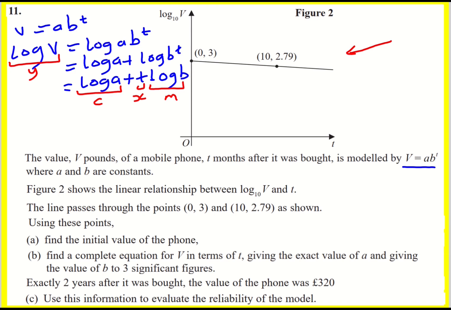So we can now read off the graph that log a, because it says what is the initial value of the phone, that's going to be my a. Because it's when t is 0, we just get v is equal to a. So log a is the y-intercept, it's just going to be 3. And therefore a is 10 to the power of 3. That's how we undo the log, because it's log to base 10, which is 1,000. So the initial value of the phone, I'm just going to write in pounds, 1,000 pounds.